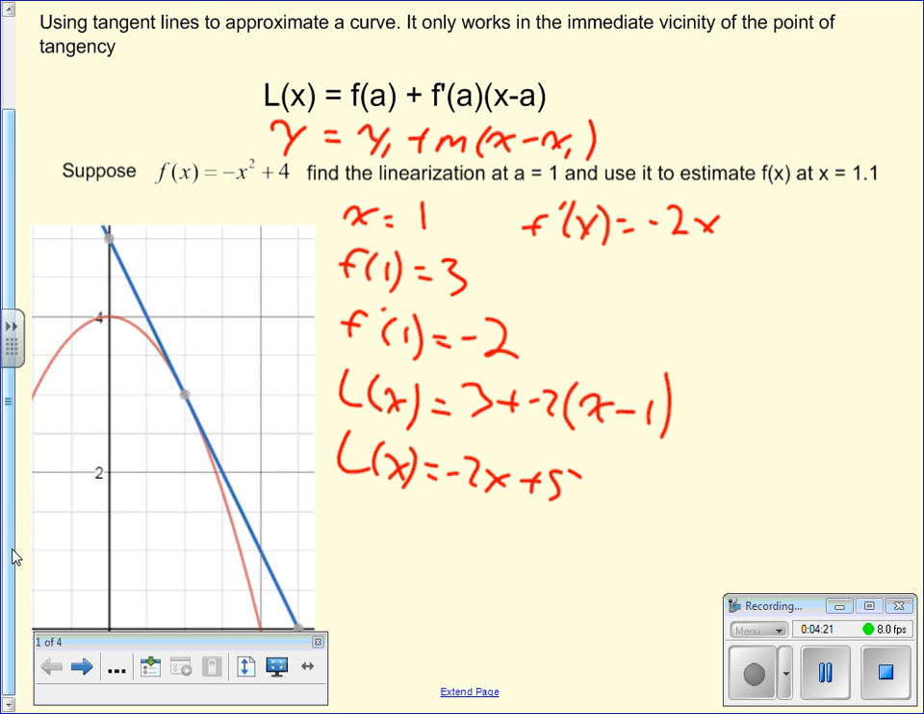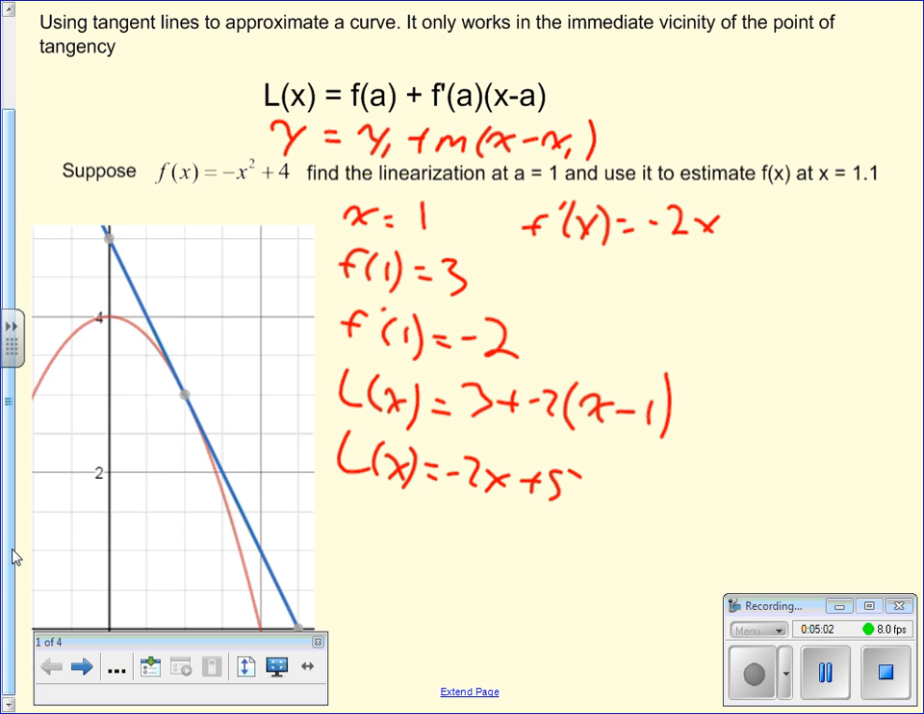Now, it's very important to remember, I can use my tangent line to approximate my curve, but I can't do it very far away from the point of tangency. It's not going to work at x equals 0. At x equals 0, that's not very accurate, is it? But at x equals 1, no problem. I can approximate at 1.1 because 1.1 is very close to 1, and I can use my straight line to figure out what my equation is.